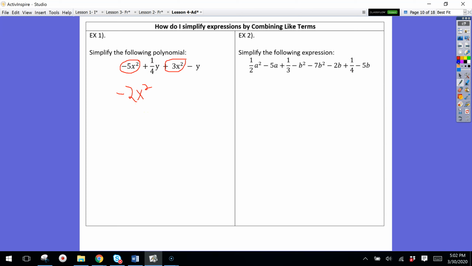Okay, now let's go ahead and combine our y's. So I have my 1/4 y and my -y. Before I move on to how to do this, I just want to talk about the fact that when I'm putting things together, my x squared doesn't change to an x to the 4th. The only times exponents change is when you are multiplying. So here I'm just putting them together, so you're just telling me how many you have of each.